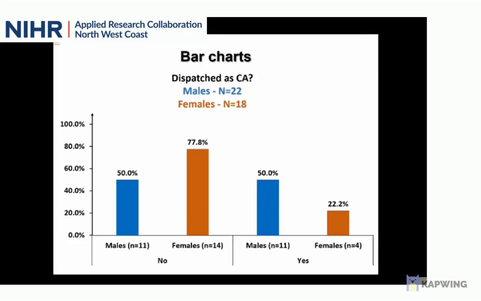On the other hand, the majority of females were not dispatched as cardiac arrest, so more than 3/4 of females were not dispatched, and just less than 1/4 of females were dispatched as cardiac arrest. And you can see the difference in the sizes of the bars here. The orange bar on the right-hand side is smaller than the orange bar on the left-hand side.